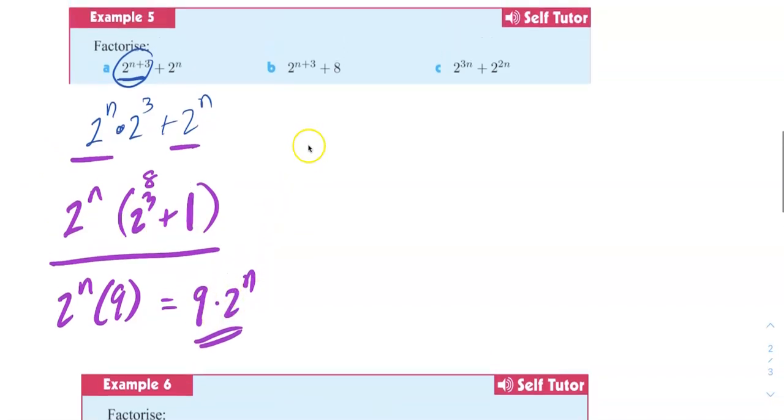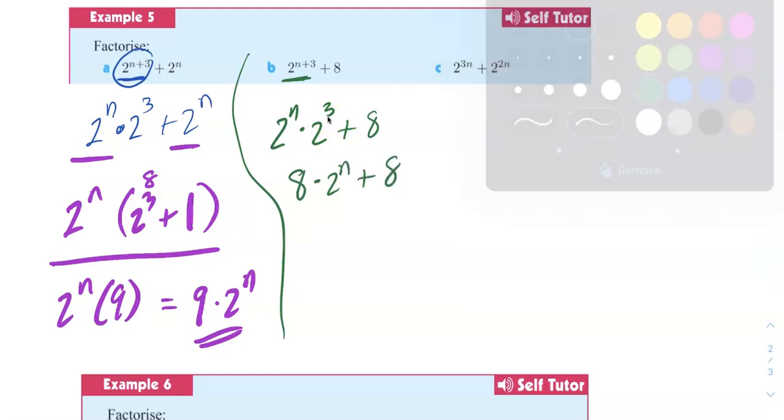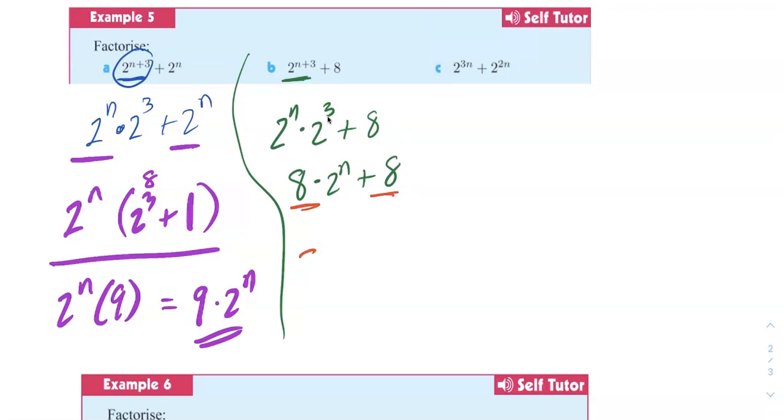So let's try the next one. I'm going to do the exact same trick. I'm going to separate this: 2 to the n times 2 to the third plus 8. And I can't factor anything out here. Well, there's a couple things you could factor out. 2 to the third is 8. So I could write this as 8 times 2 to the n plus 8. And now they both have an 8. So factor out the 8. All you do is divide by it. This divided by 8 is just this guy. And 8 divided by 8 is just 1. So I get this. And those I cannot simplify for sure.